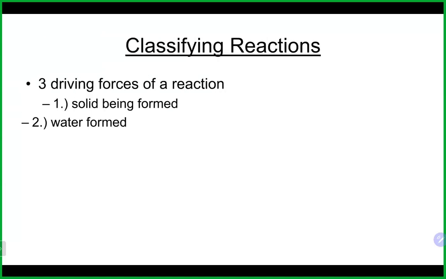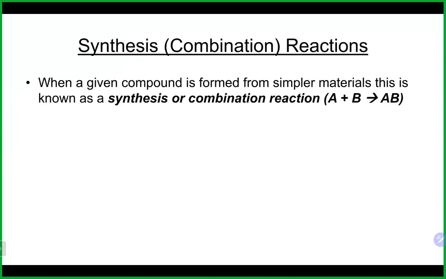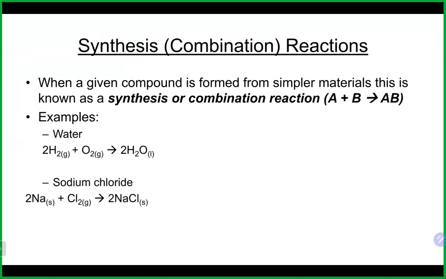All right, so as I mentioned before, those are the three sort of reasons why a reaction takes place. And as I said before, our double displacement reactions take care of these two, and our redox reactions basically take care of the transfer of electrons. So let's talk about more specific ways of classifying reactions.